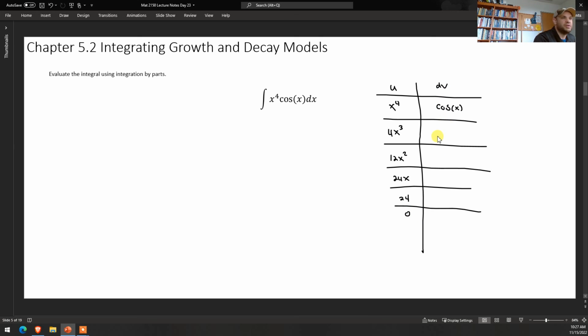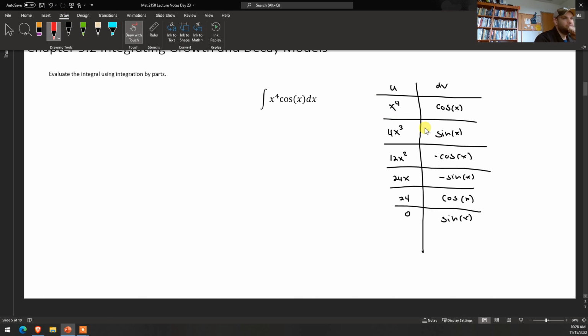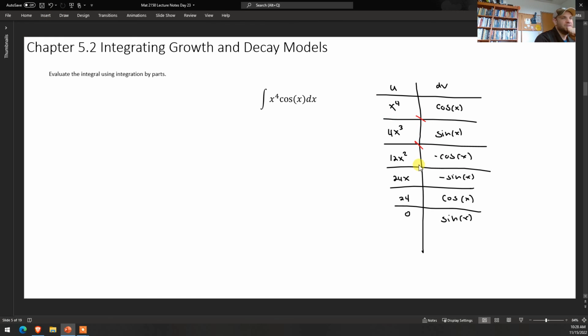Now here the antiderivative of cosine is sine. Repeating that, we get minus cosine. Now we get minus sine. And finally, we're back to cosine, and then to sine. Now we read our answer off of the diagonals with the correct sign, a plus, a minus, and a plus here.